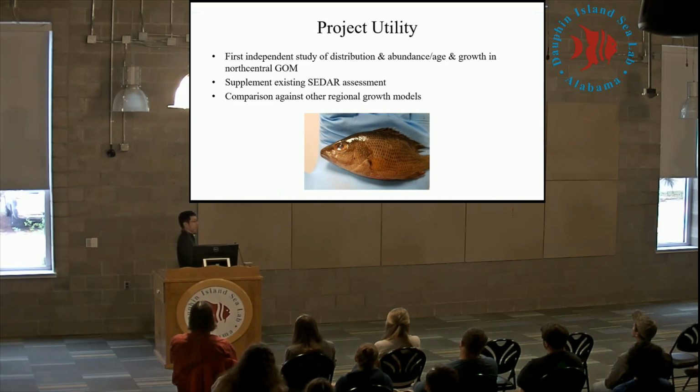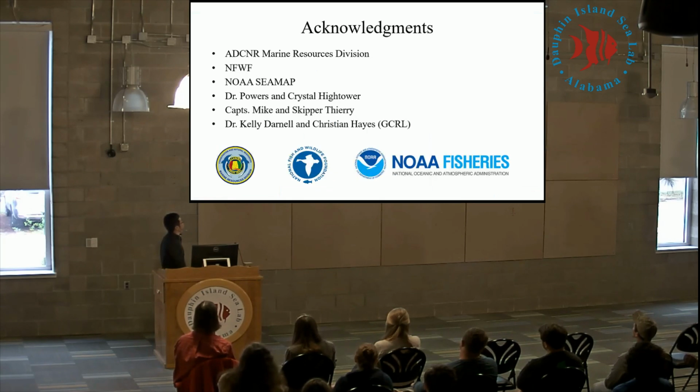So finally, just to wrap things up, the utility of this project is that it's the first independent study of its kind on distribution and abundance, as well as age and growth in the North Central Gulf of Mexico. And this is really important because it provides the basic life history and characteristics of a species that's necessary for an assessment. So this will go into supplementing the existing CDAR assessment, which actually occurred last year, which is how I found out these gaps in knowledge. And then also I'll be able to compare my own models against those in other regions and see how gray snapper here are different than populations elsewhere in the Gulf.